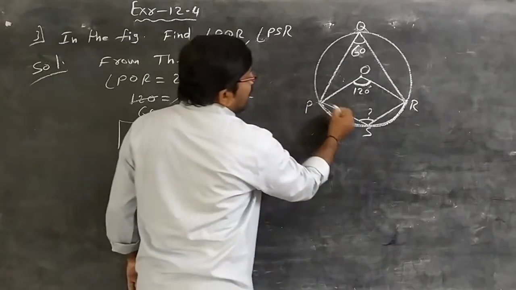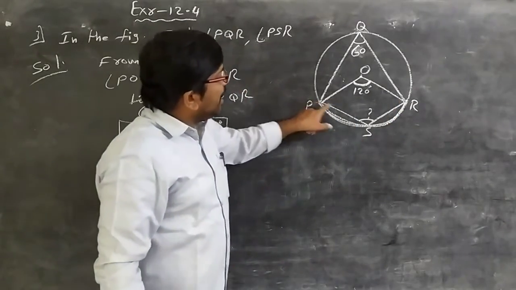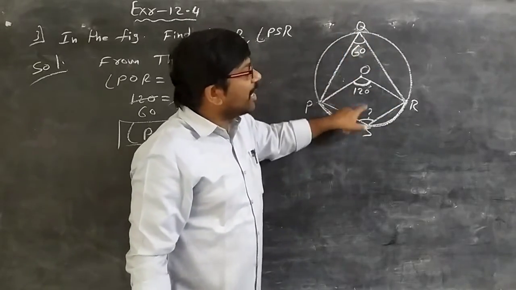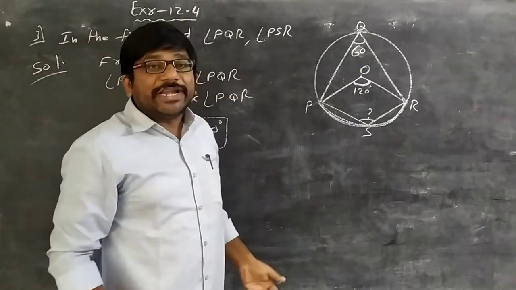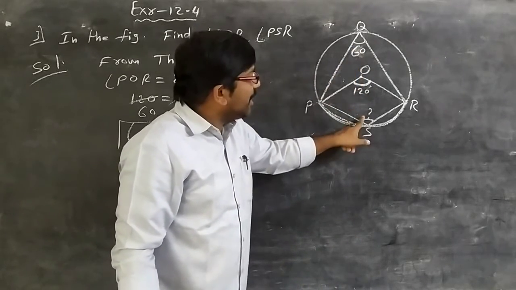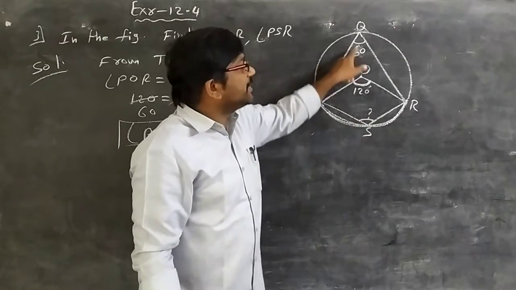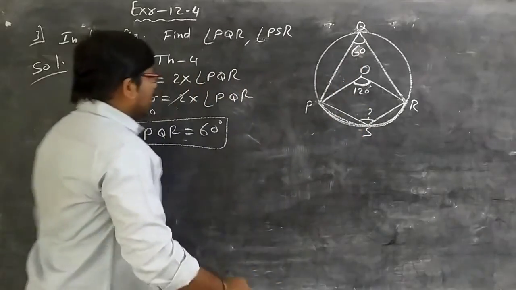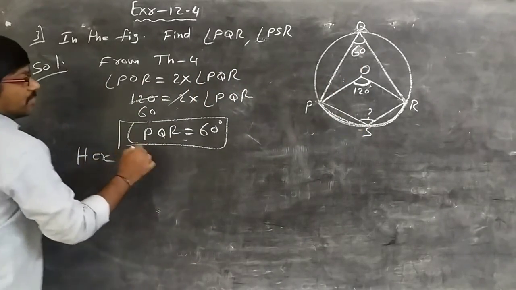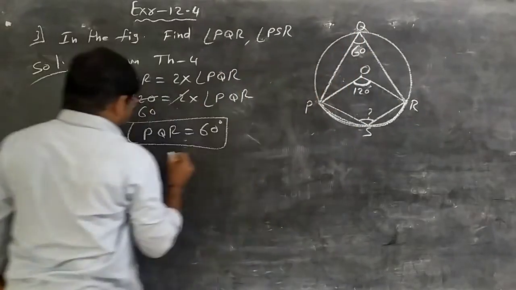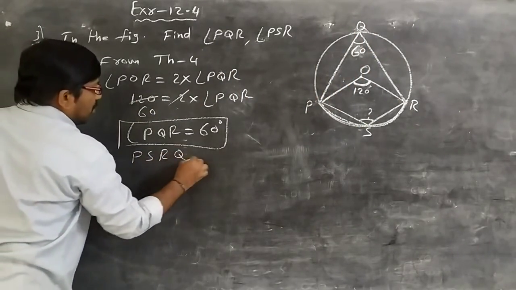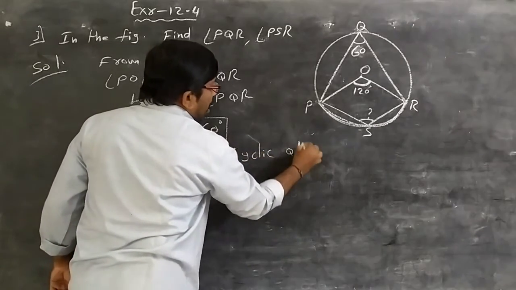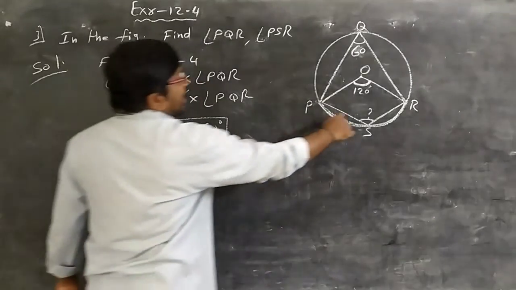Now we have to find angle PSR. Observe carefully. PSRQ is a cyclic quadrilateral. In a cyclic quadrilateral, the sum of opposite angles is 180 degrees. If it is 60, definitely the other is 120. 120 plus 60 is 180, right? In a cyclic quadrilateral, opposite angles are supplementary. Here PSRQ is a cyclic quadrilateral, so opposite angles sum to 180.